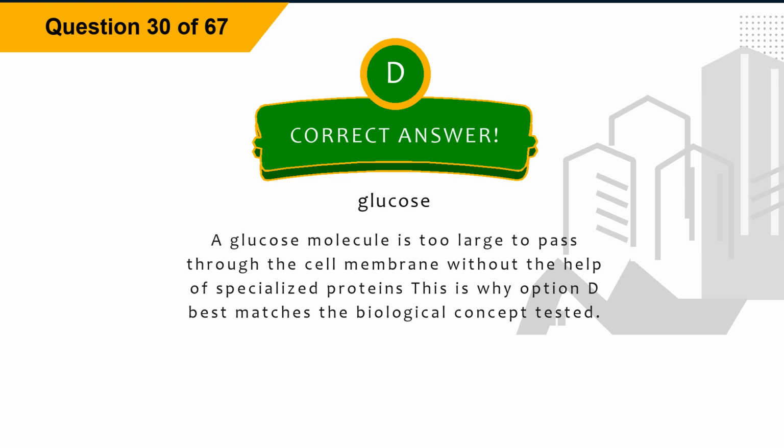Explanation. A glucose molecule is too large to pass through the cell membrane without the help of specialized proteins. This is why option D best matches the biological concept tested.